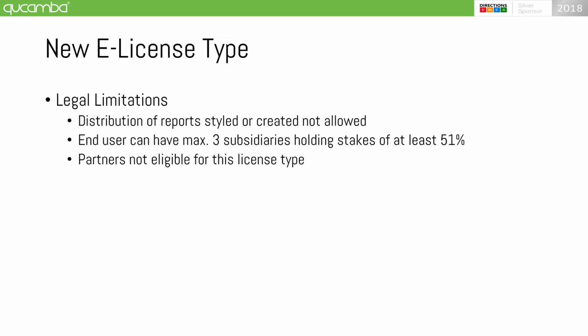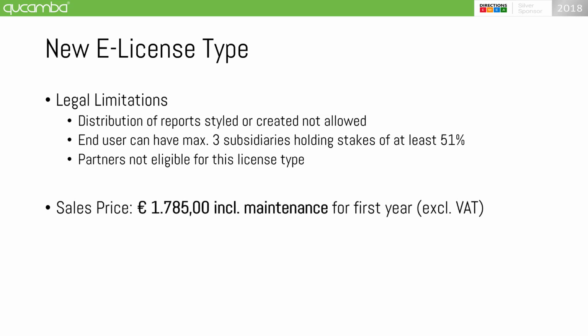And there are some legal limitations for using the end user license type as well. For example, the end user license cannot be used to sell or distribute reports that have been created or styled with this license type to other companies. For NAV and Business Central partners, there's nothing going to change. They'll still have to have the regular company license. They can't register for an end user license. The sales price for an end user license will be 1,785 euros excluding VAT, which already contains maintenance for 1 year.